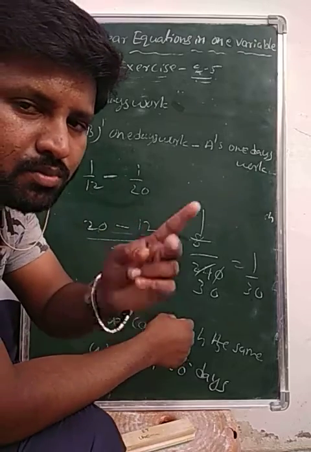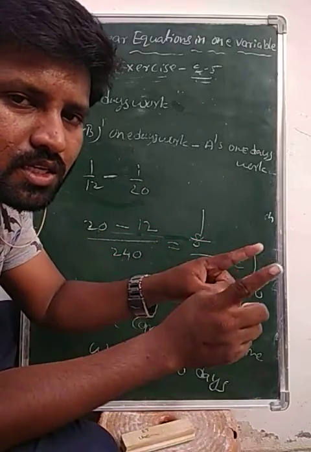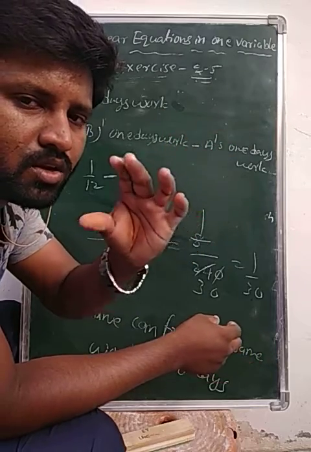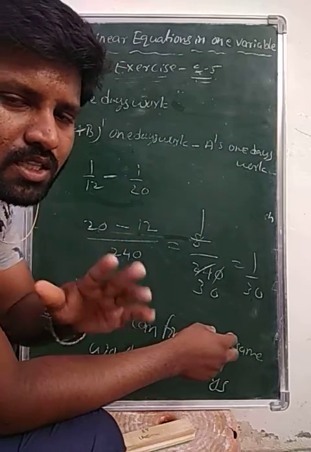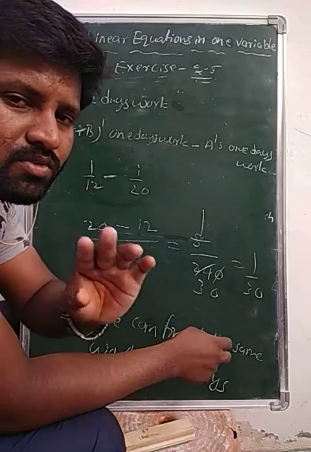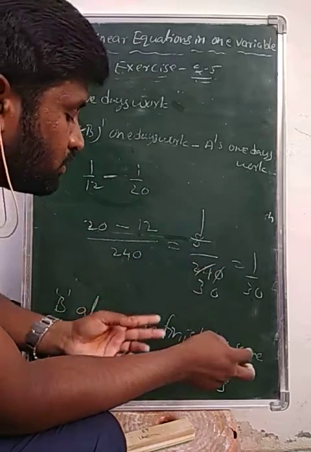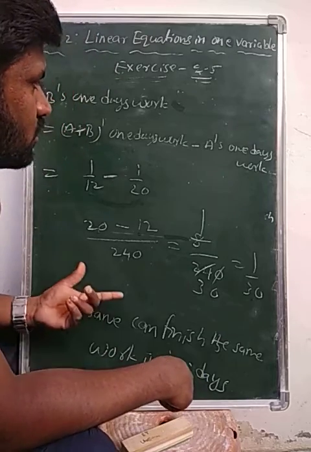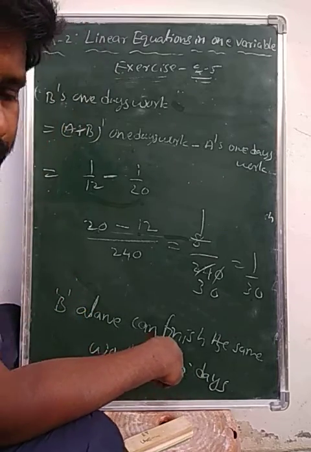A and B together, both together, only 12 days. Okay? If the persons are more, automatically the work takes less time period. Okay, if done individually, A can finish the same work in 20 days and B can finish the same work in 30 days. Okay, so this is the required answer for this question.